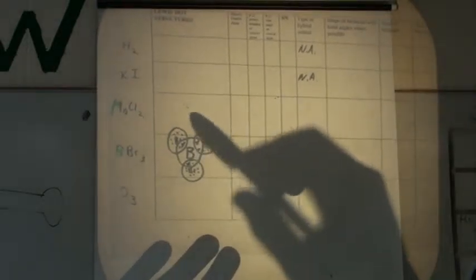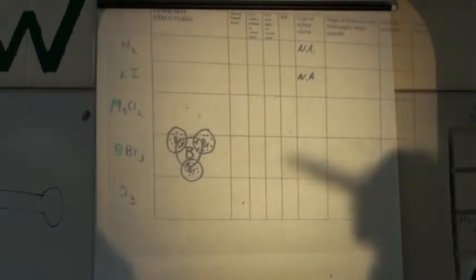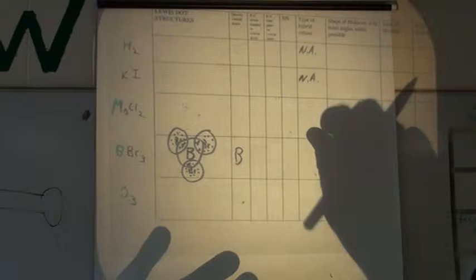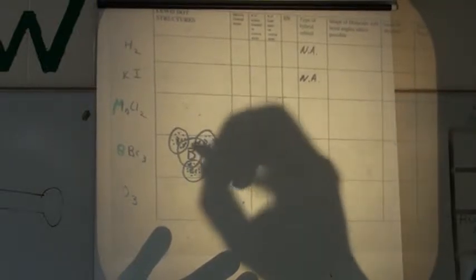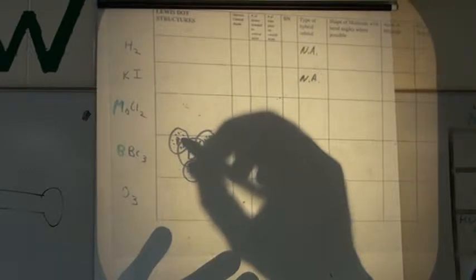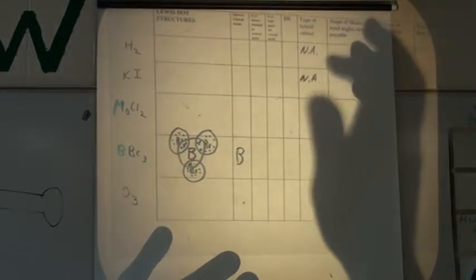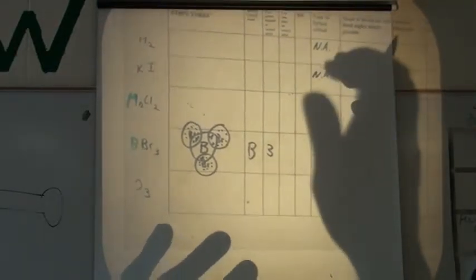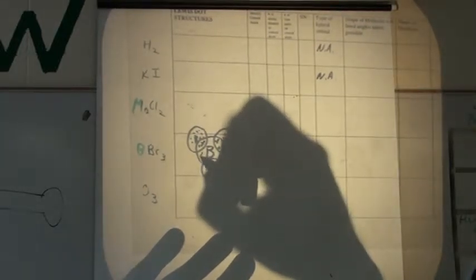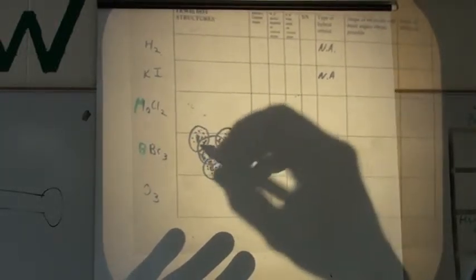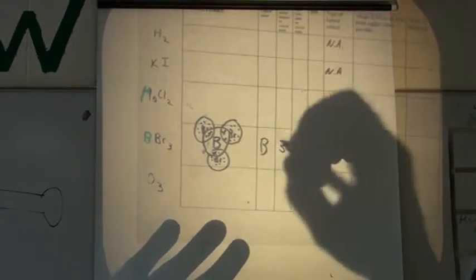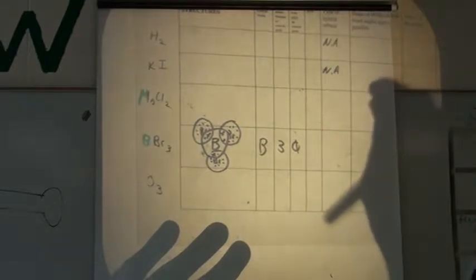So, who's the central atom in this Lewis dot structure, Nikki? Boron. Now, how many atoms are bonded to that boron? 3. Now, how many lone pairs are on that boron? A lone pair would be something like this: 2 electrons by themselves. We don't have anything like that, right? All the electrons are paired up. So there are no lone pairs. Will there be sometimes? Yes.